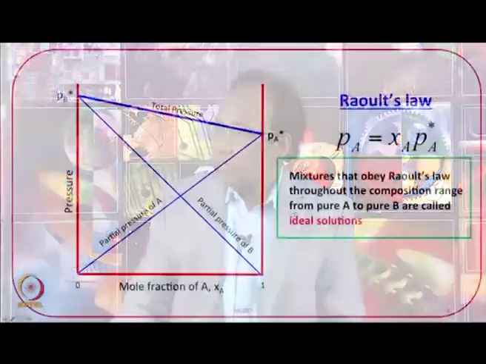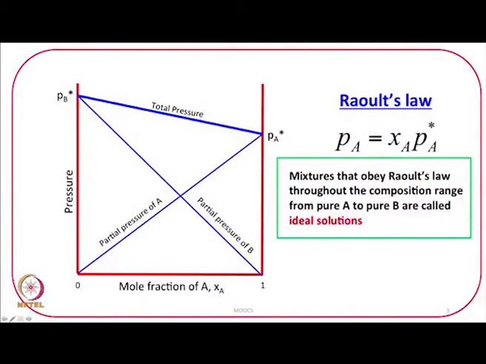In fact, this is one of the definitions which can be used for an ideal solution, that in an ideal solution both the solute and solvent obey Raoult's law. That is what is commented over here, that mixtures that obey Raoult's law throughout the composition range from pure A to pure B are called ideal solutions.